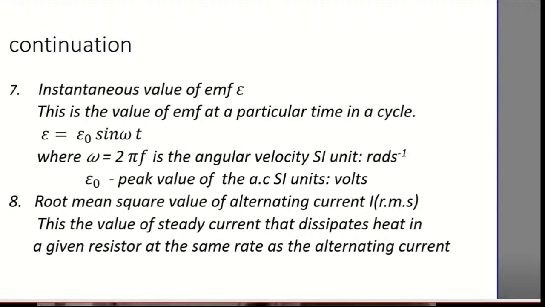Number 8, and our last term is called root mean square value of the alternating current, which is symbolized by I RMS. This is the value of steady current. By steady current, we mean direct current that dissipates heat in a given resistor at the same rate as the alternating current.